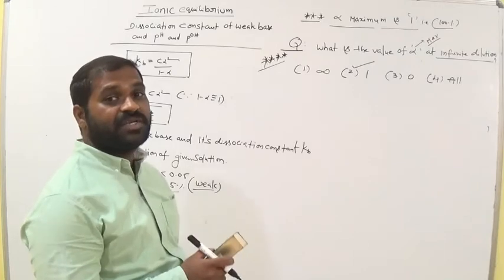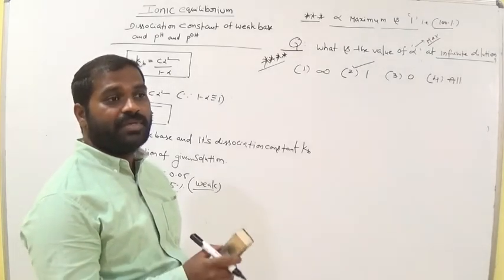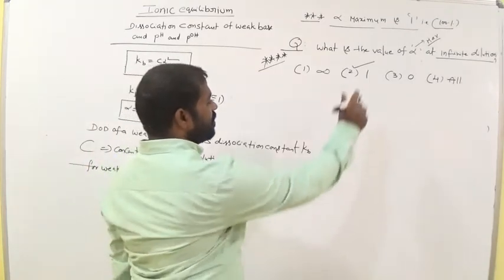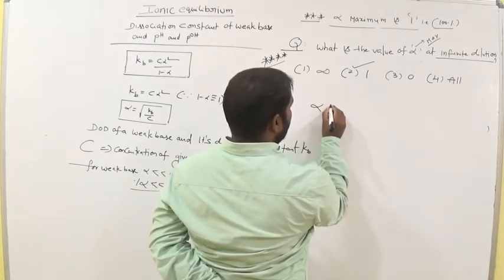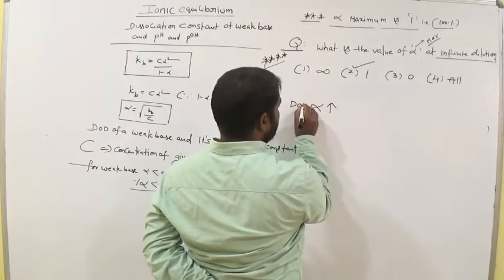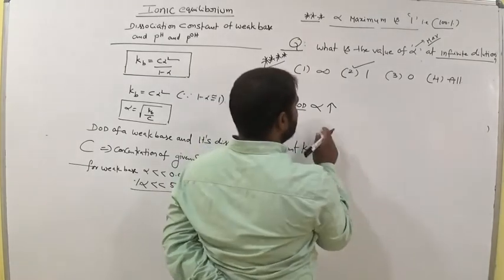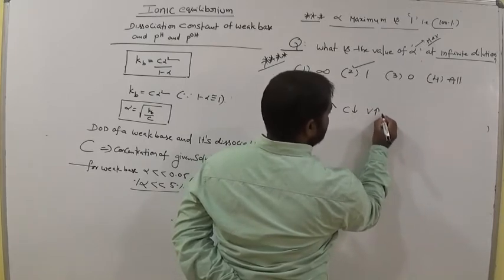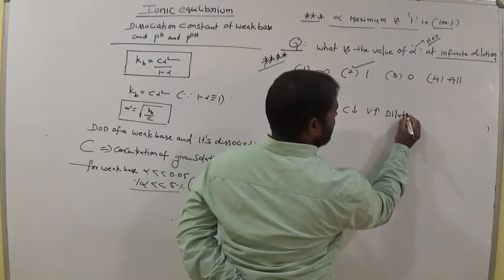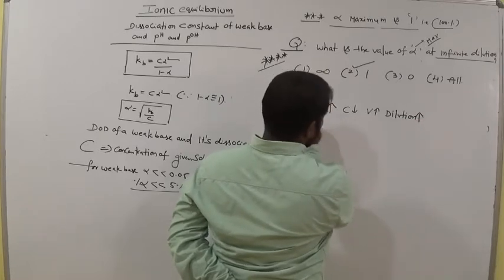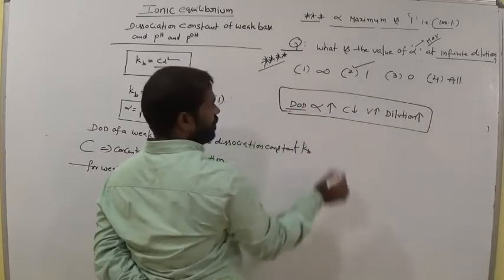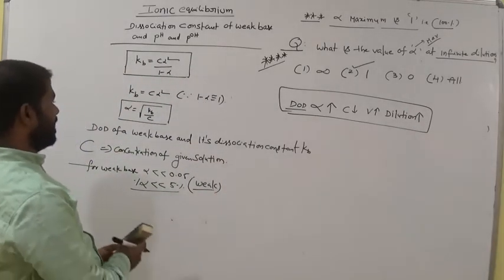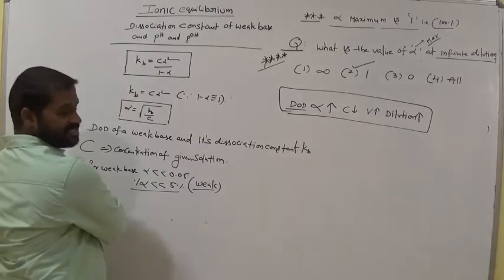This is the concept in Ostwald's dilution law. If dilution increases, the alpha value increases and concentration decreases. So finally we conclude that alpha, the degree of dissociation, increases when concentration decreases and V increases, that is, when dilution increases. This phenomenon is called Ostwald's dilution law for a weak base. Is it clear, all of you?